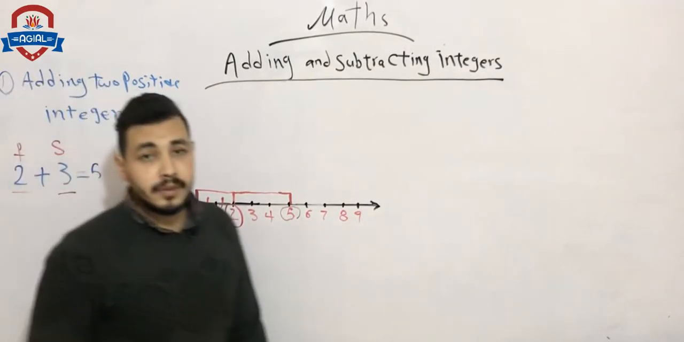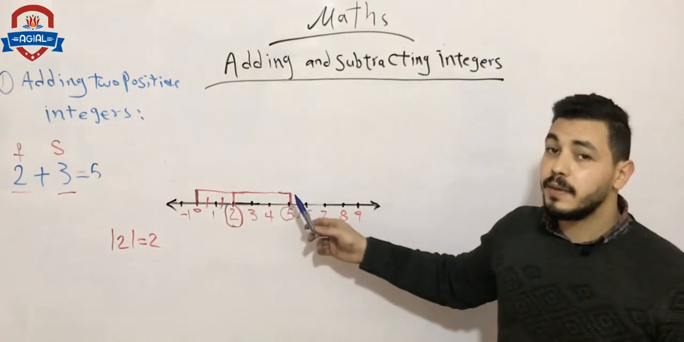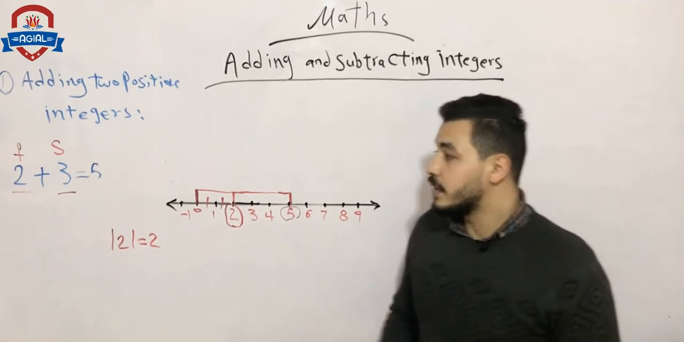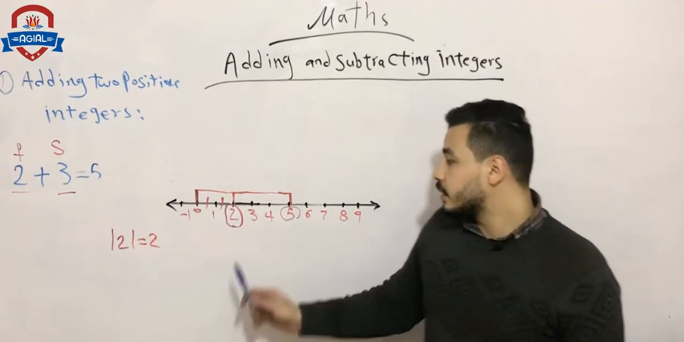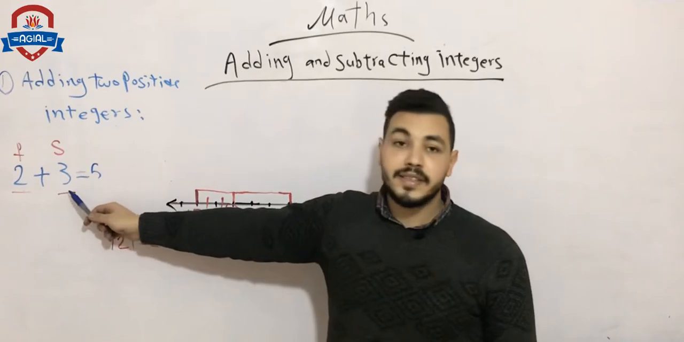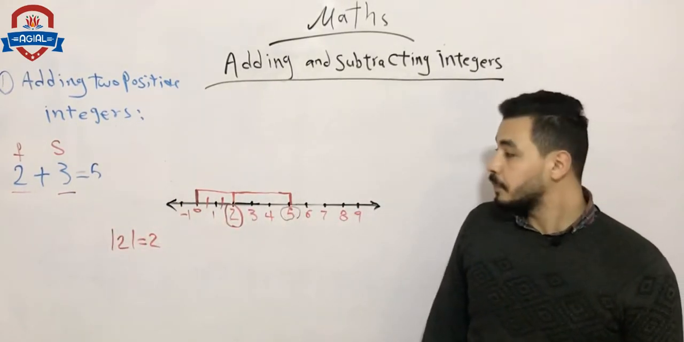And now what happened? We start from 0 and move to the right the absolute value of 2. Why do we move to the right? Because the sign of the first number was positive. And why do we move from 2 to the right? Because the sign of the second number is positive. So we move to the right.